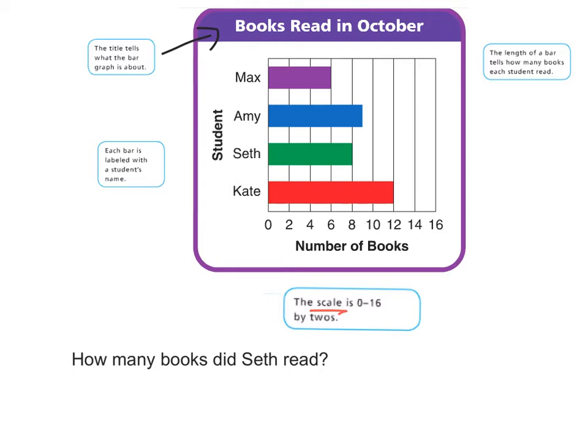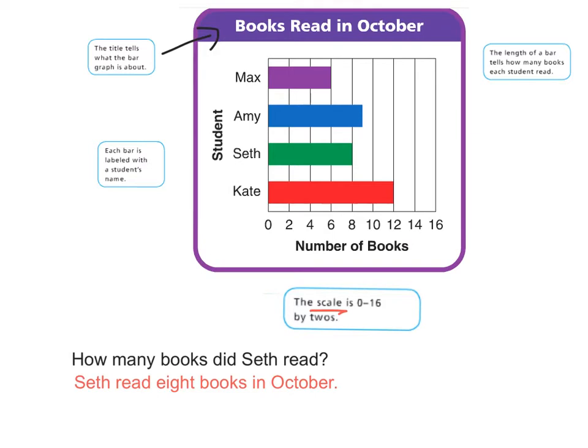Well, to find the answer to that, what we simply need to do is find the bar for Seth. Here's Seth, and here's his bar. Where does it end? It ends right here on that line, and if we look down, it is the number 8. So that's the answer. Seth read 8 books in October.